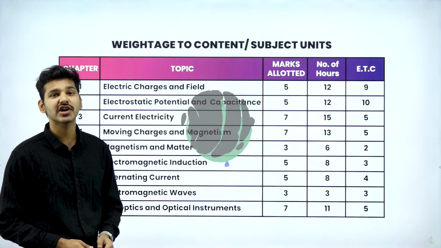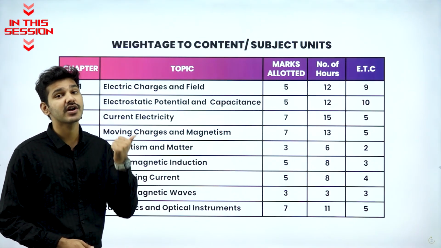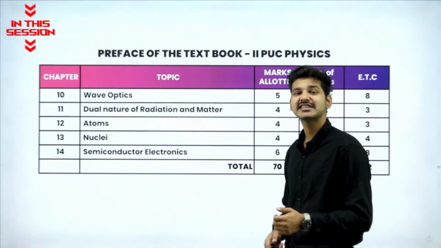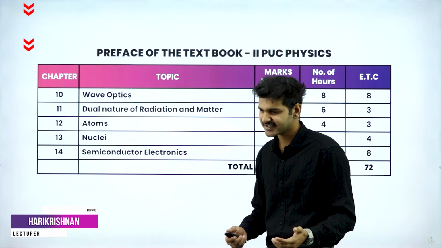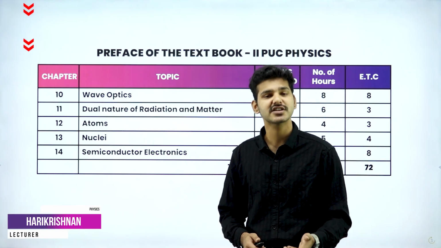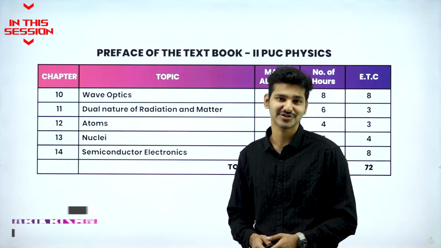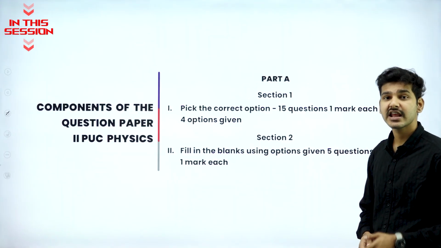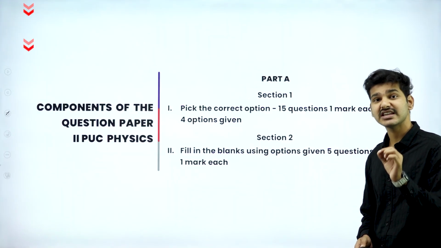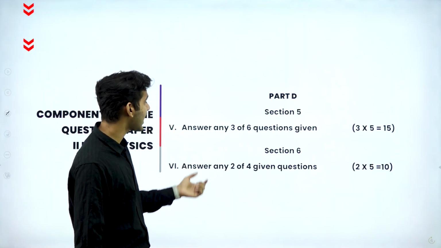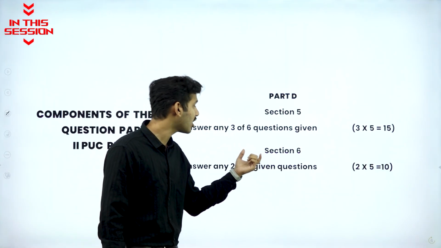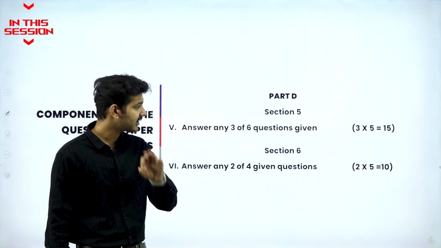We'll be learning about charges when it is at rest and what happens when it starts to move. Semiconductor electronics, which essentially discusses the theory of semiconductors, transistors and diodes. So the first section will contain 15 questions, which is MCQs, where you'll have a set of 6 questions, out of which you'll have to answer 3 questions.